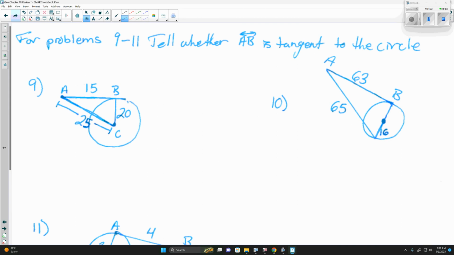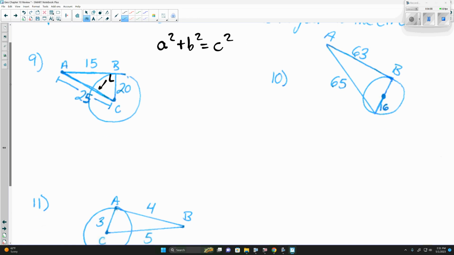Let's look at 9 through 11. So if a line is tangent to the circle, then it makes a right angle. So for these here, we're going to be using Pythagorean's theorem. If we look at number 9, point B is the point of tangency. So at that point, we should have a right angle. Now that does make 25 the hypotenuse. So we're saying that 15 squared plus 20 squared should equal 25 squared.